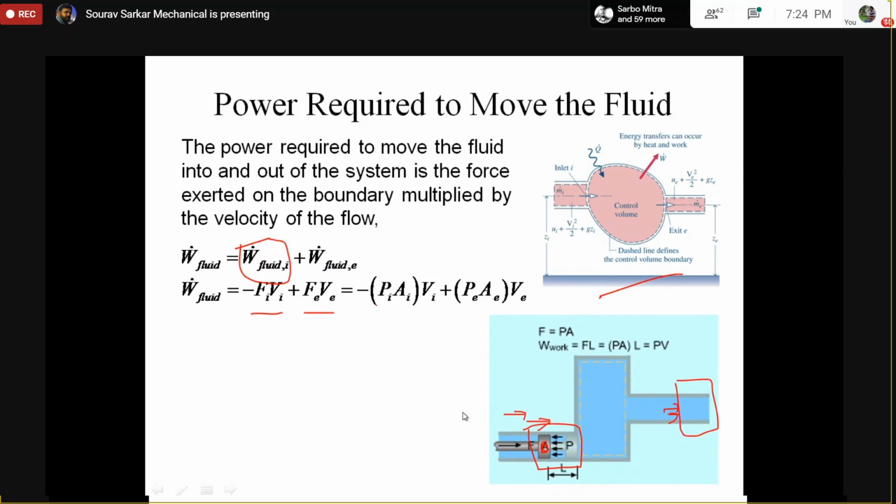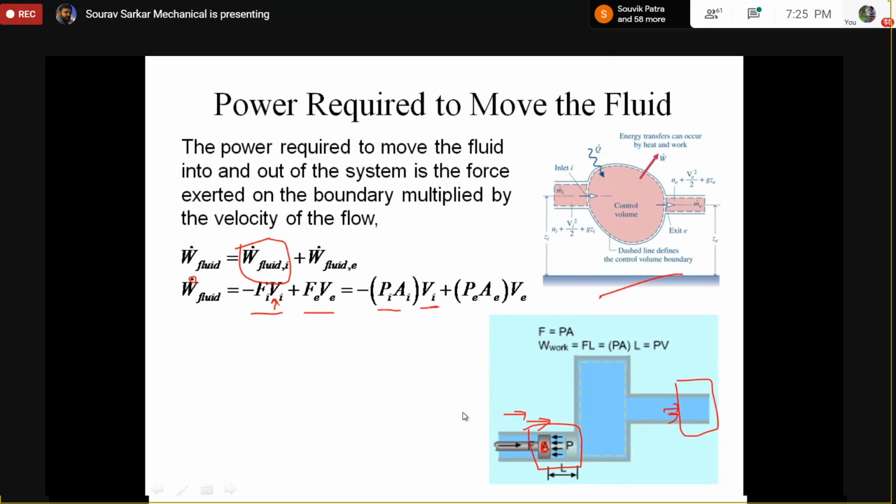So now pressure into area, that is basically the force. And what is this? This is the velocity. So why is there a velocity? Because it is F into dx, but as you have written with a dot, it is a time derivative. So the displacement time derivative is basically the velocity. So force into velocity, because you are talking about power. What is the unit of work? Force into displacement. What is the unit of power? Force into velocity. So that's why the velocity comes there.